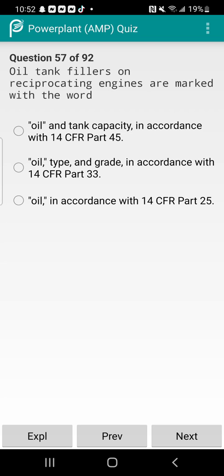Oil tank filters on reciprocating engines are marked with the word oil in accordance with FAR 14 CFR Part 25.